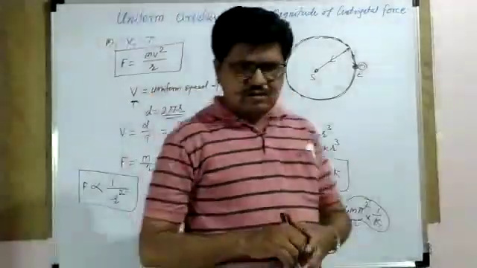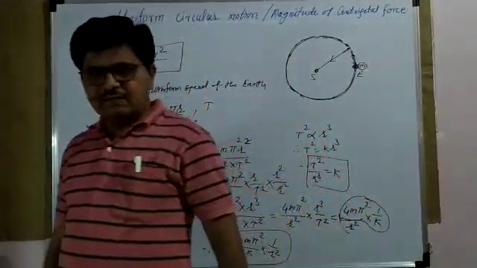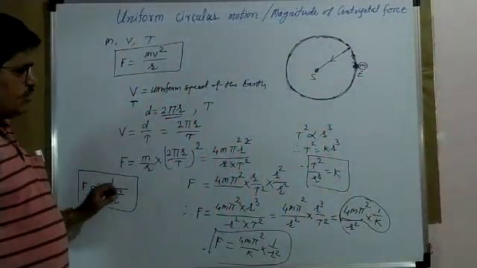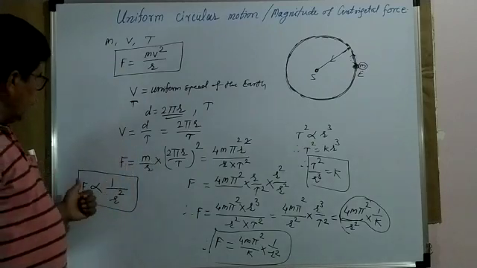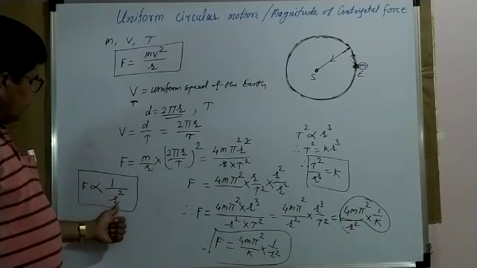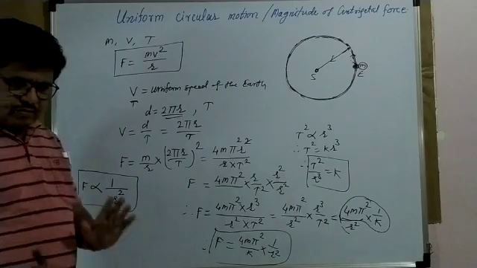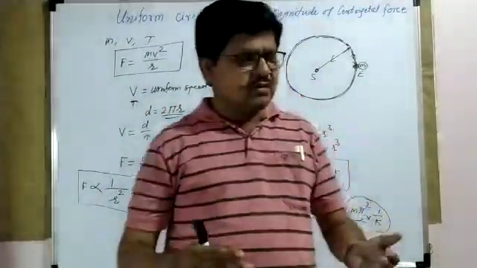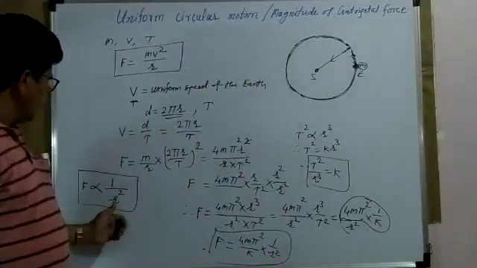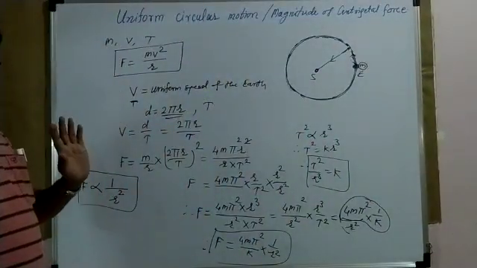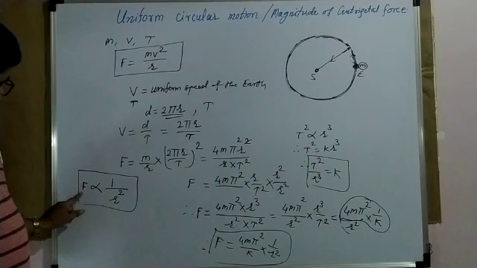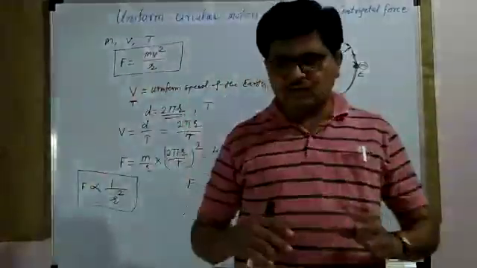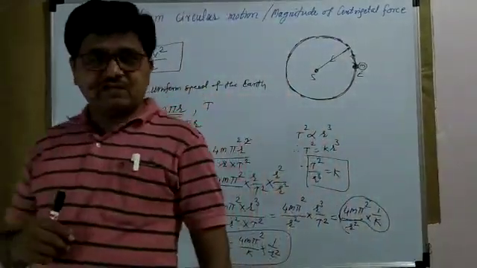That means from this Newton concluded that the centripetal force is responsible for the circular motion, and that centripetal force is inversely proportional to the square of the distance between the planet and the sun, or between the earth and the sun. At this time he concluded that this centripetal force originates from the force of gravity. That centripetal force originates from the gravitational force.